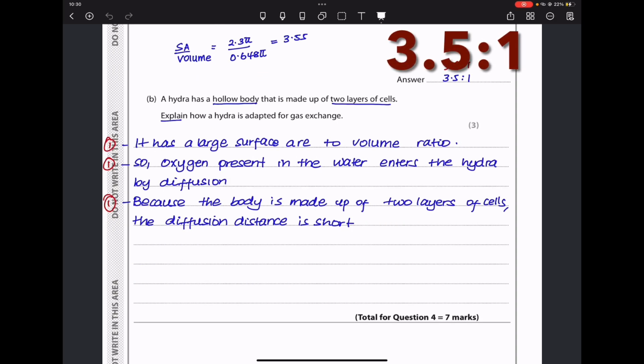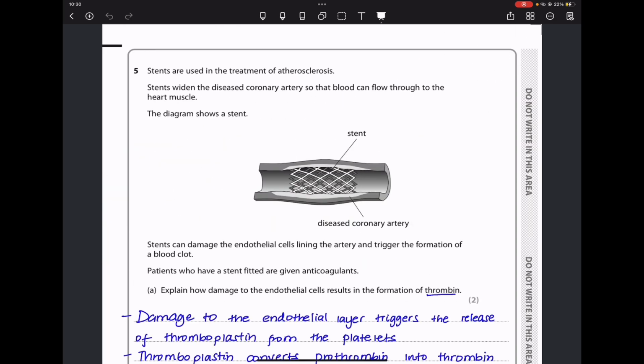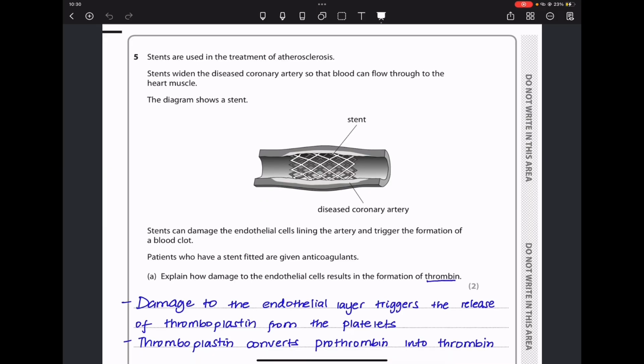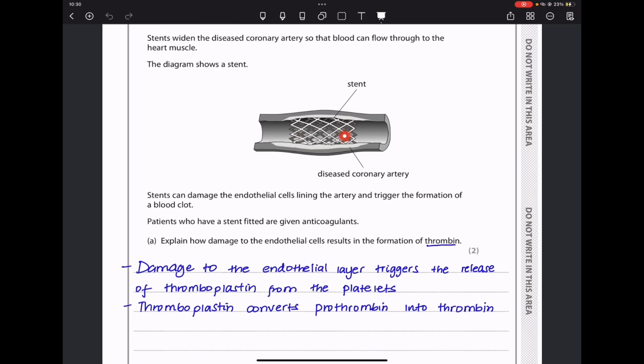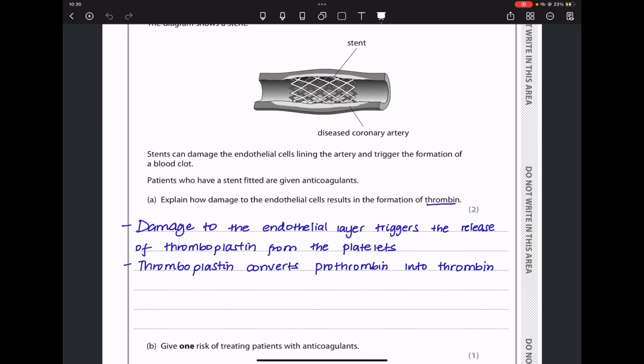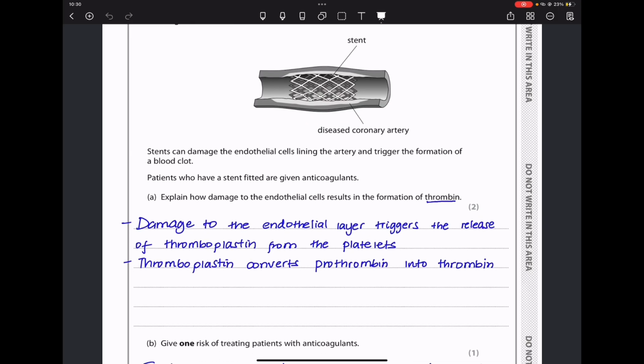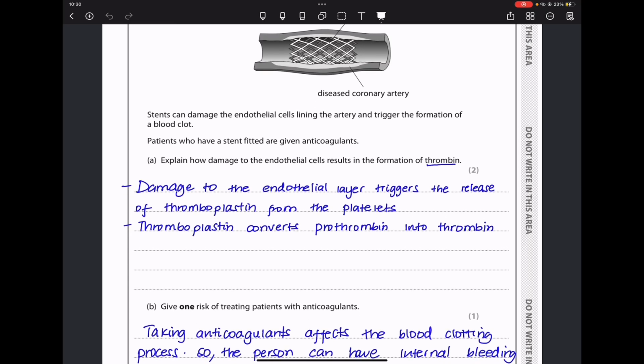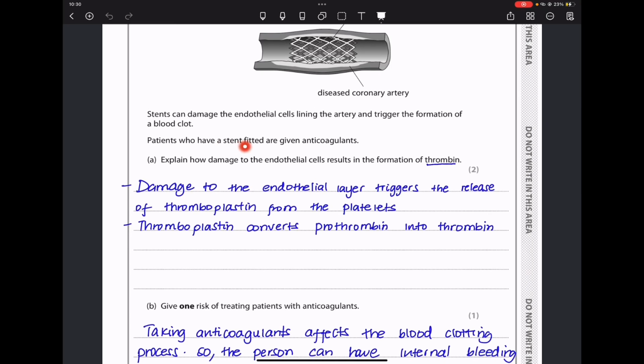So this brings us to the end of question 4. Let's continue to question 5. In question 5, stents are used in the treatment of atherosclerosis. Stents widen the diseased coronary artery so the blood can flow through to the heart muscle. The diagram shows a stent. So this is a stent inserted into the coronary artery. They say stents can damage the endothelial cells lining the artery and trigger the formation of blood clots. Patients who have a stent fitted are given anticoagulants.